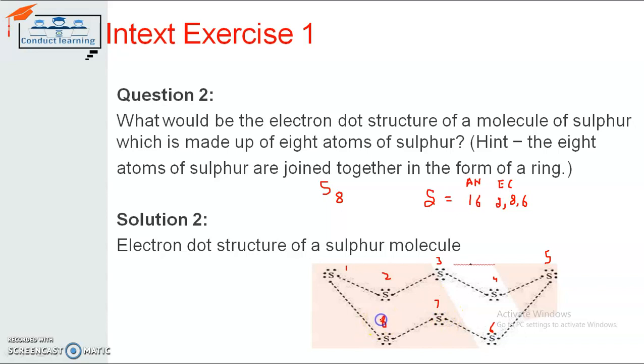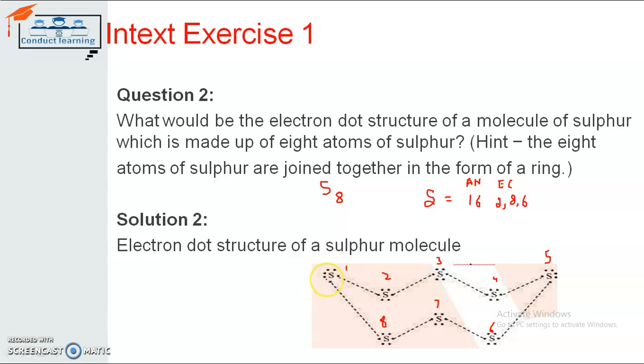When these 8 atoms of sulfur form covalent bonds between them, they form a ring. This is a ring type of structure, as we have seen in the chapter also. All these 8 sulfur atoms will share two electrons with each other and form bonds which are covalent in nature. As you can see, this sulfur atom has 6 electrons in its outermost shell, 1, 2, 3, 4, 5, 6, represented by dots.